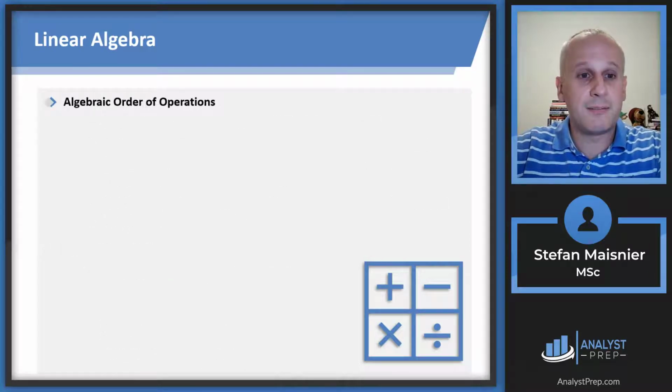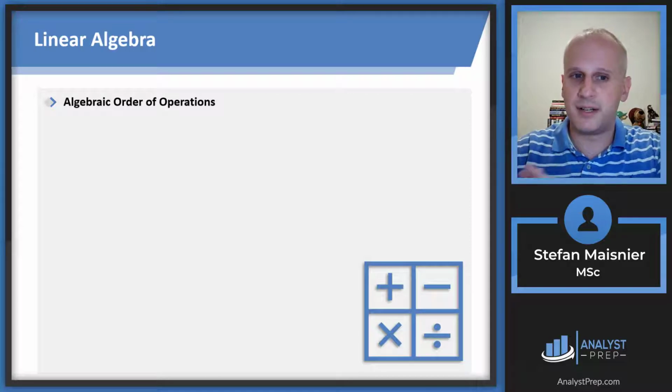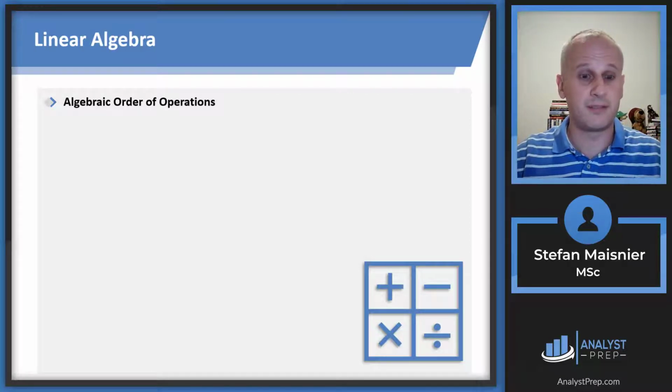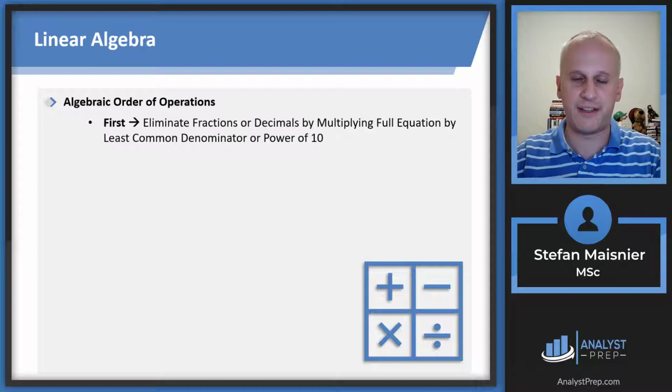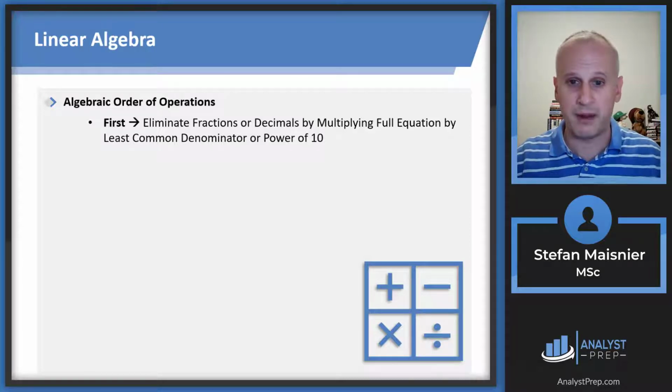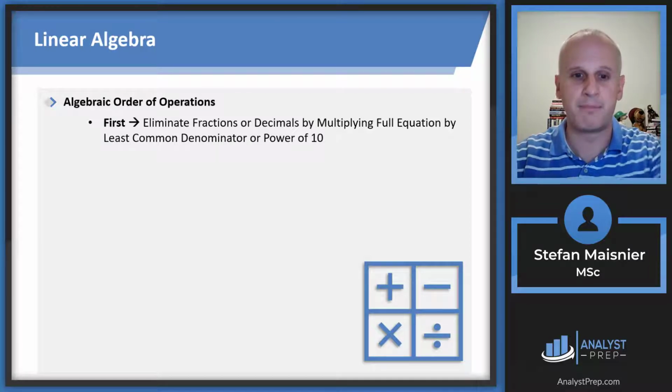So now let's talk about our broad algebraic order of operations. And again, this is going to go a little bit outside of linear algebra. I understand that. It's just really kind of simplifying things for the purposes of this exam. But first, eliminate fractions or decimals by multiplying your full equation by the least common denominator or a power of 10. Again, it's just a fact of life. Humans calculate integers more easily than decimals or fractions. So eliminate entire fractions, or all the fractions with one common denominator. Eliminate all of your decimals by multiplying by 1 power of 10. You know it's an equivalent equation, just get rid of the fractions or decimals as your first step.